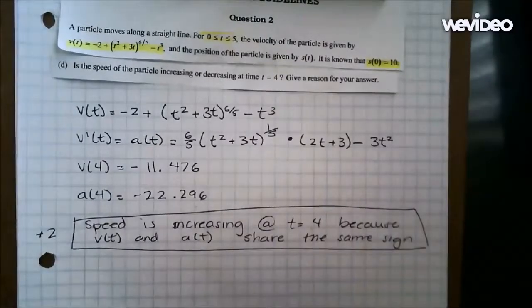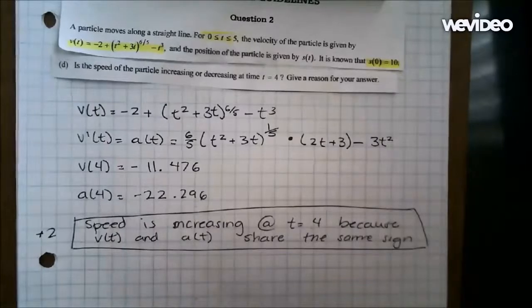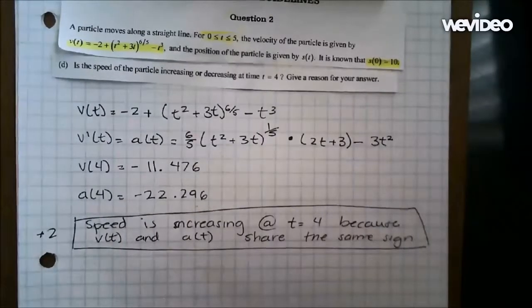Now we are completely done with 2013 question 2. Points possible total are 9 points.